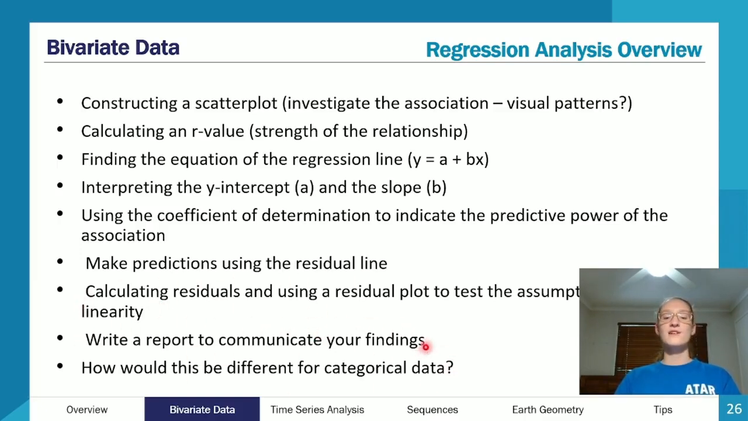We can write a report to communicate our findings. We can answer questions about it. And then this would be a little bit different for categorical data. Have a think about how our process differed when we were interpreting categorical data. So that's the 1,000-foot overview of what we just went over, bringing it all together.